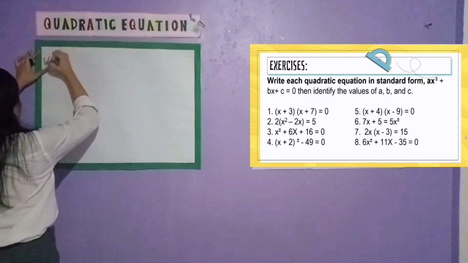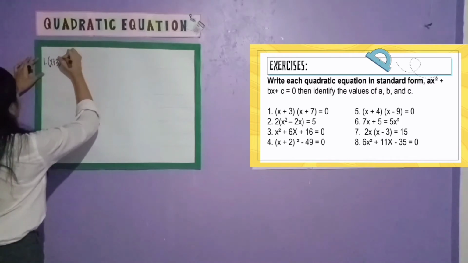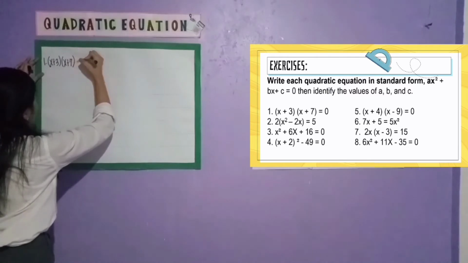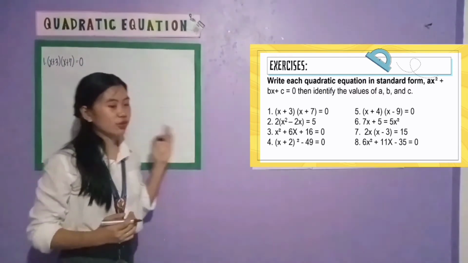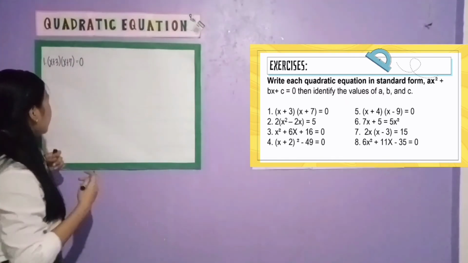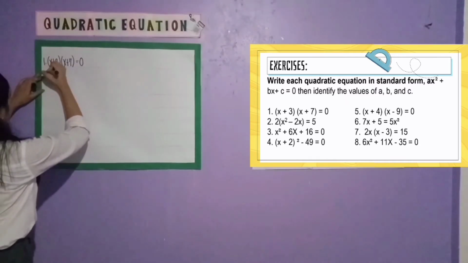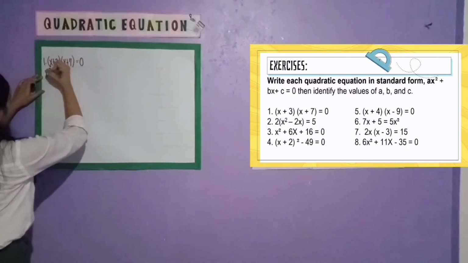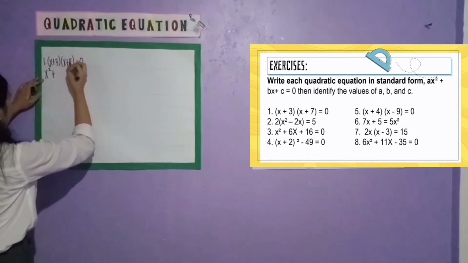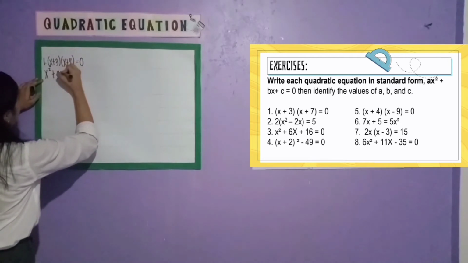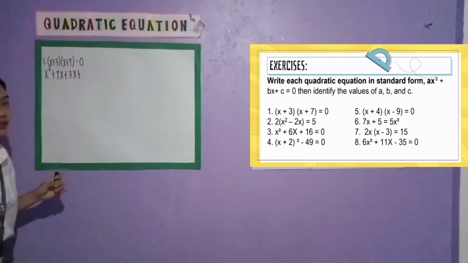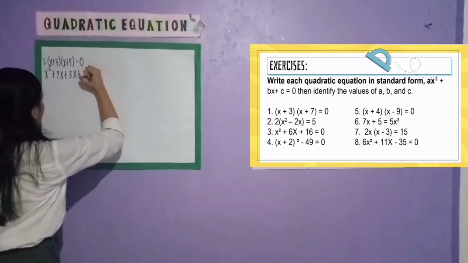The quantity of x plus 3 times x, the quantity of x plus 7 is equal to 0. So, how do you solve this equation? Okay, by use of FOIL method. So, x times x is equal to x squared plus outer term is 7x plus the inner term is 3x and the last term is 7 times 3, which is 21.